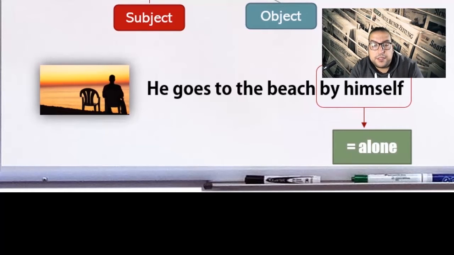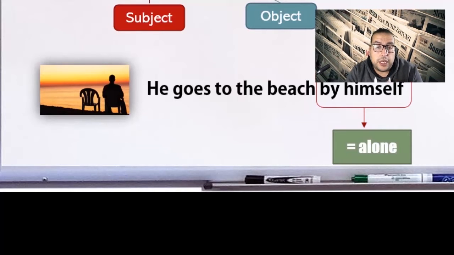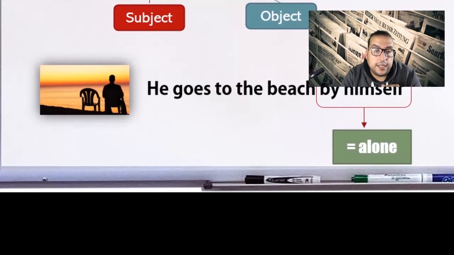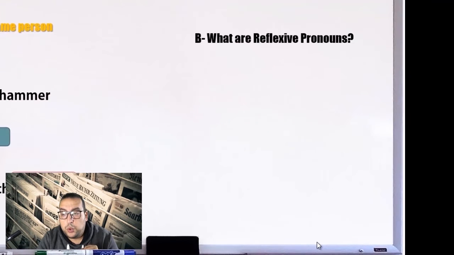Okay, now we have seen the second example, which answers the question when to use reflexive pronouns. And what is the answer again? When you do something alone, without the help of people, without their existence with you, so you use reflexive pronouns. Now we have another question. What are reflexive pronouns? What is the rest of them? We have seen just two examples, myself and himself. How about the rest of the pronouns?